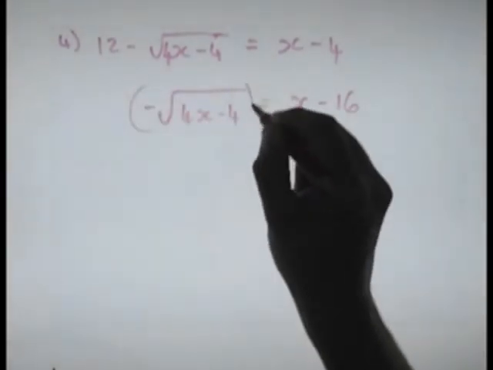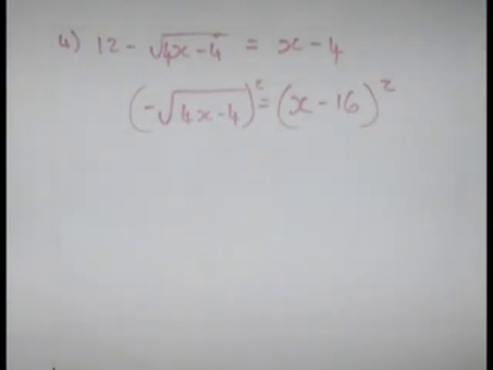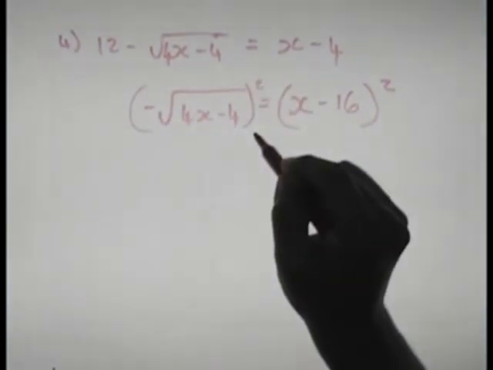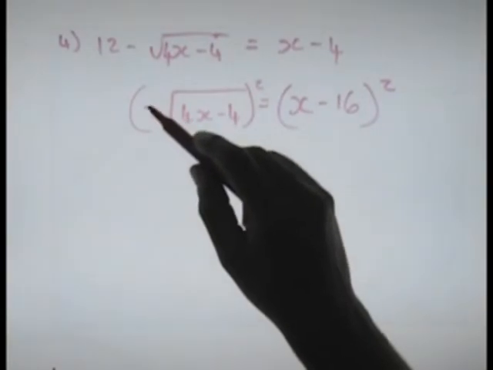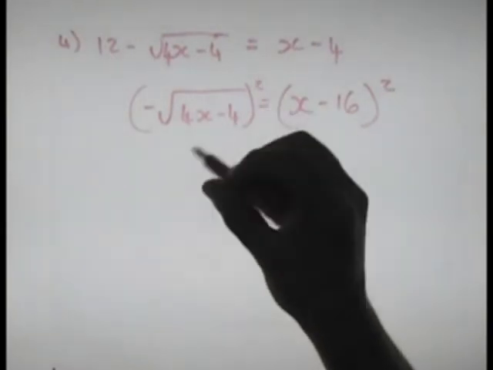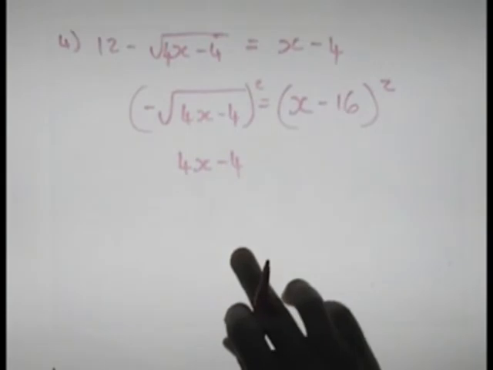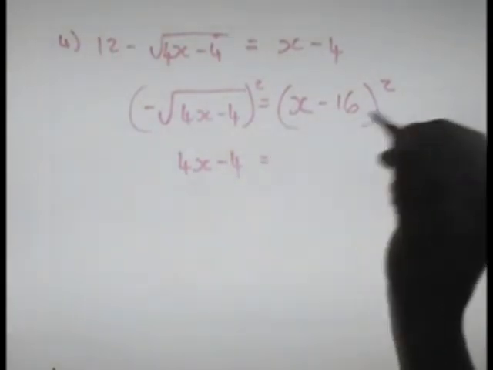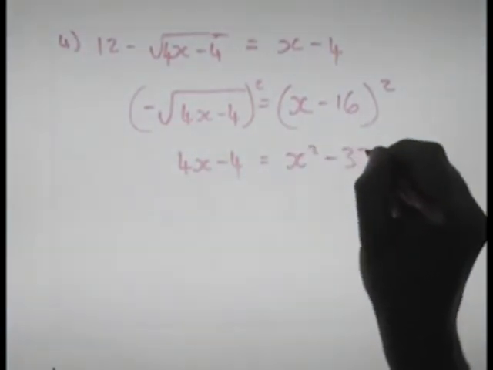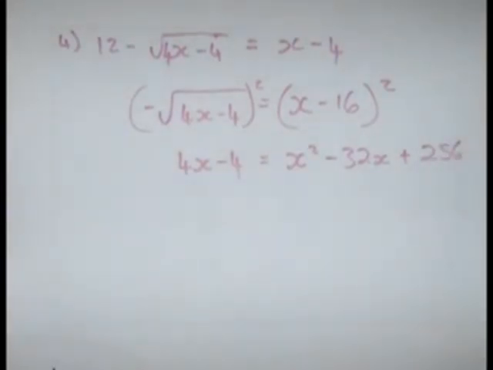To get rid of the square root, I square it. What I do to one side, I do to the other. Negative squared is positive. That's why I was able to leave the negative sign there. Square root squared gets rid of the square root. That leaves us with 4x minus 4 is equal to (x minus 16) squared, which is x squared minus 32x plus 256.